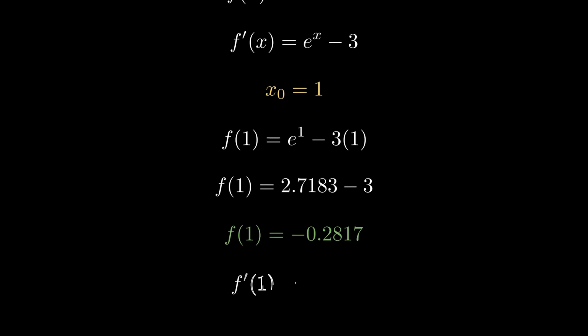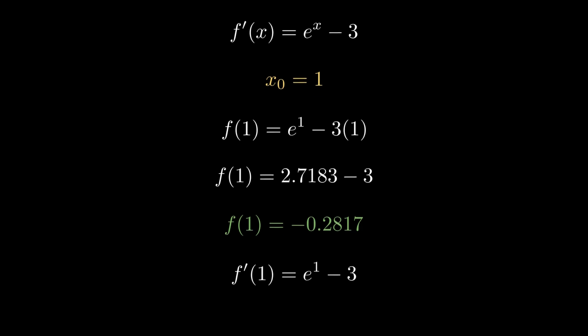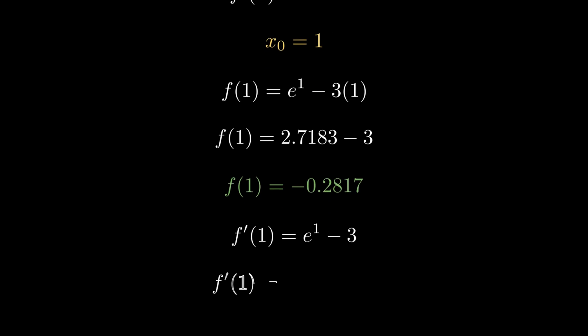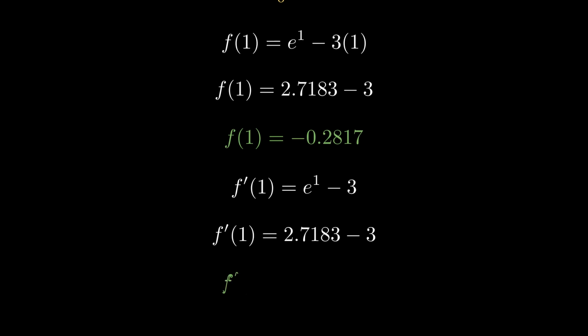Now substitute 1 into the derivative. The value of e remains approximately 2.7183. Subtracting gives negative 0.2817.